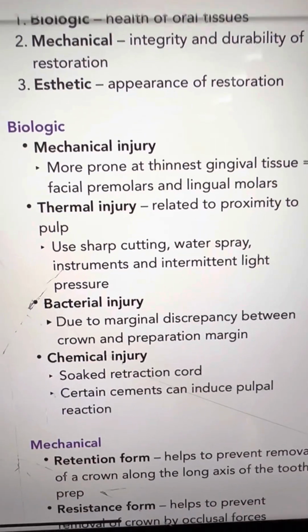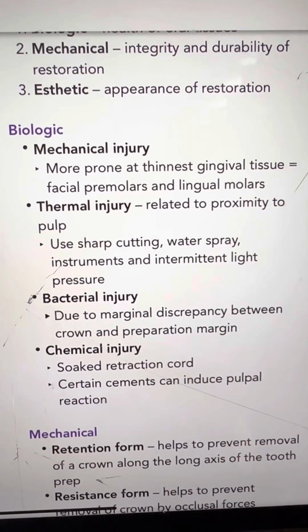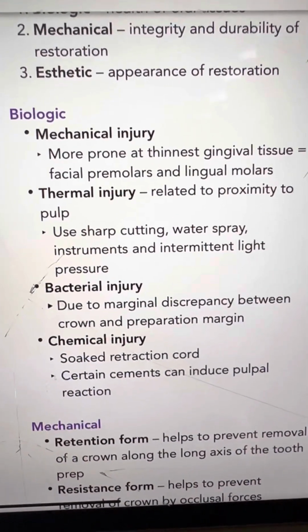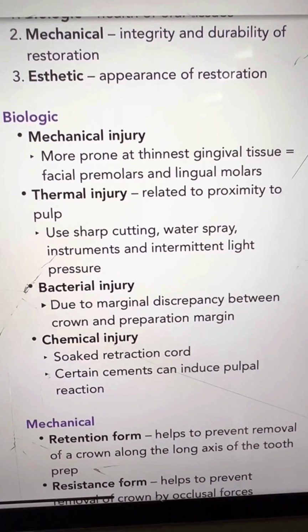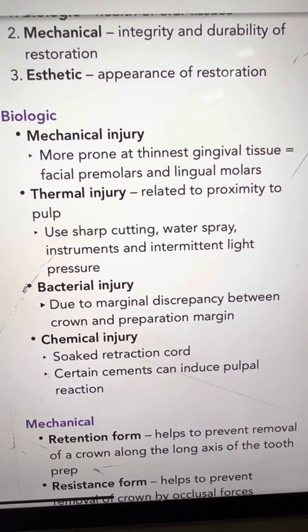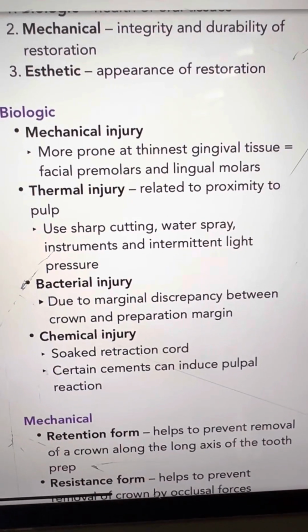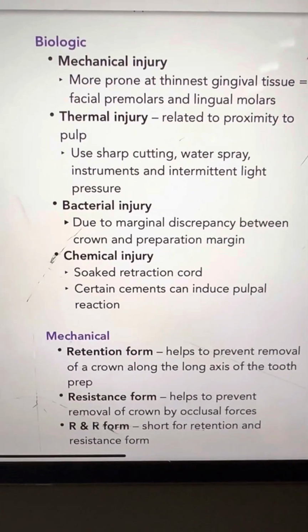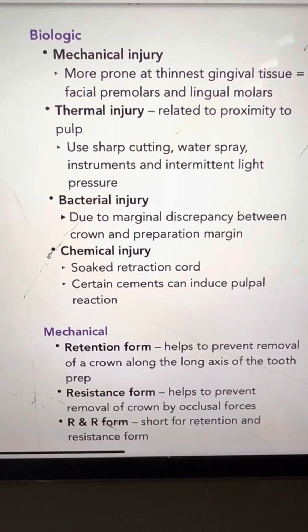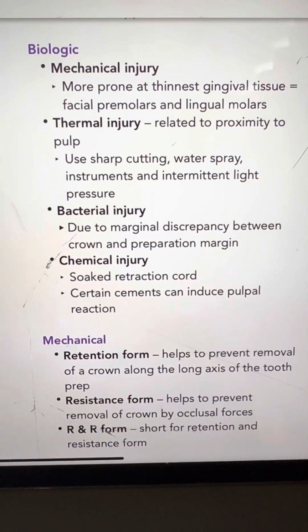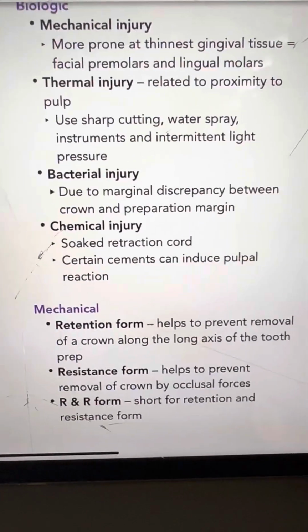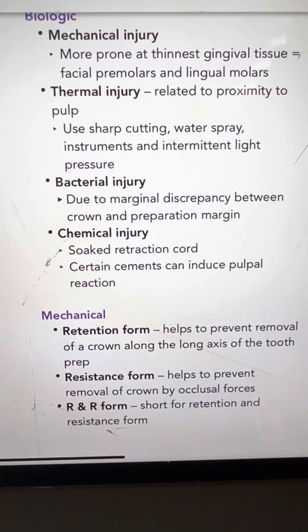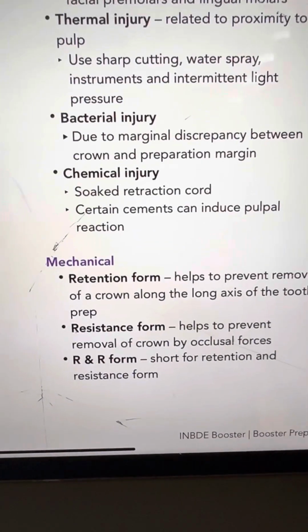Biologic: mechanical injury, more prone to thick gingival tissue, facial premolars, and lingual molars. Thermal injury related to proximity to pulp. Use sharp cutting instruments, water spray, and intermittent light pressure. Microbial injury due to marginal discrepancy between crown and preparation margin. Chemical injury: gingival retraction cord and certain cements can induce pulpal reaction.